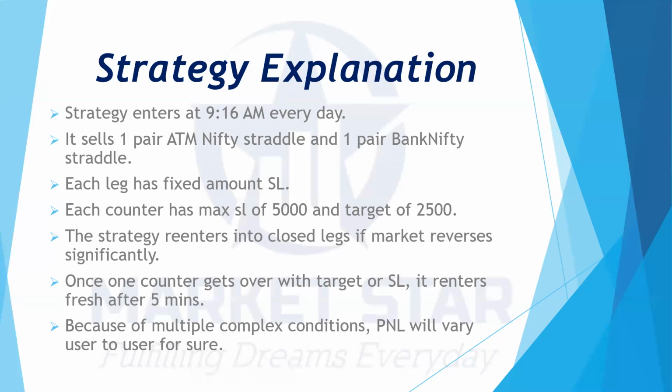And when I am saying accuracy is 80%, that means the other 20% days it makes losses. On the other 80% of days you will see profit, 4 out of 5 days in a week, but on the remaining 1 or 2 days you might see a loss. But that loss is also very minimal, within 500, 600, 1000.